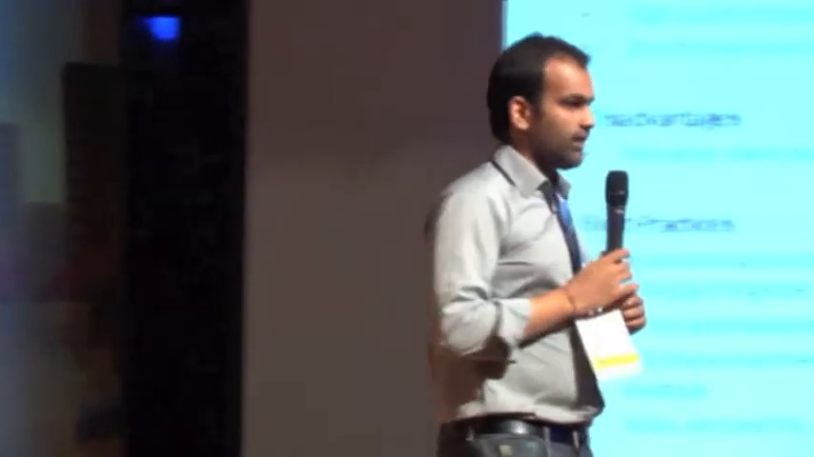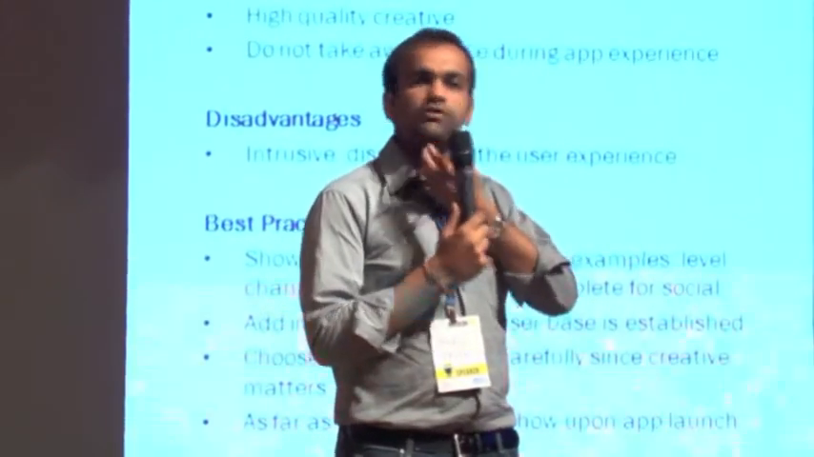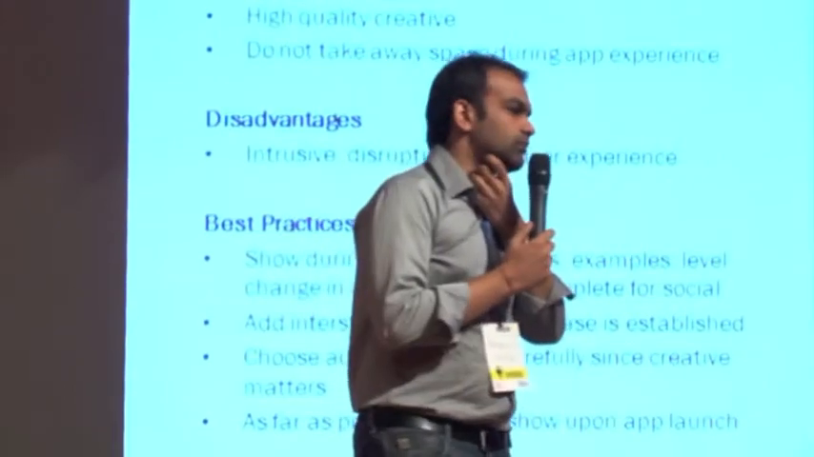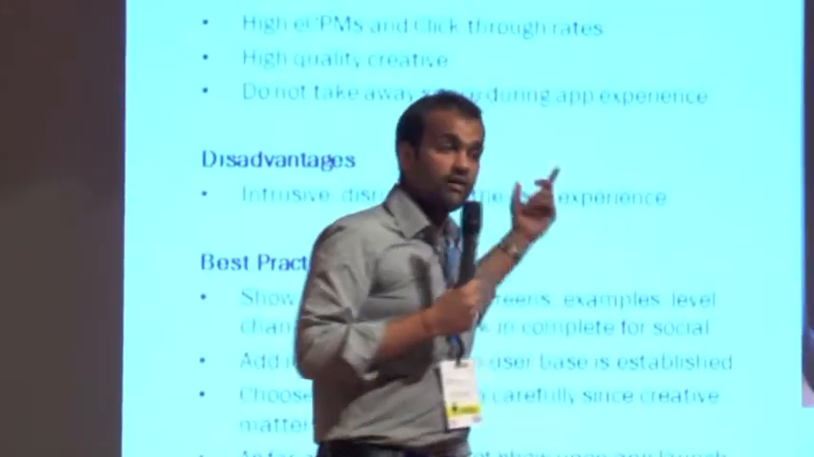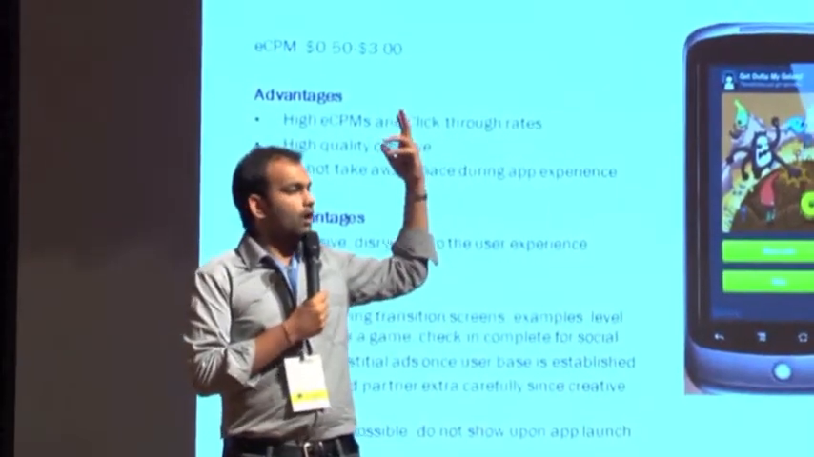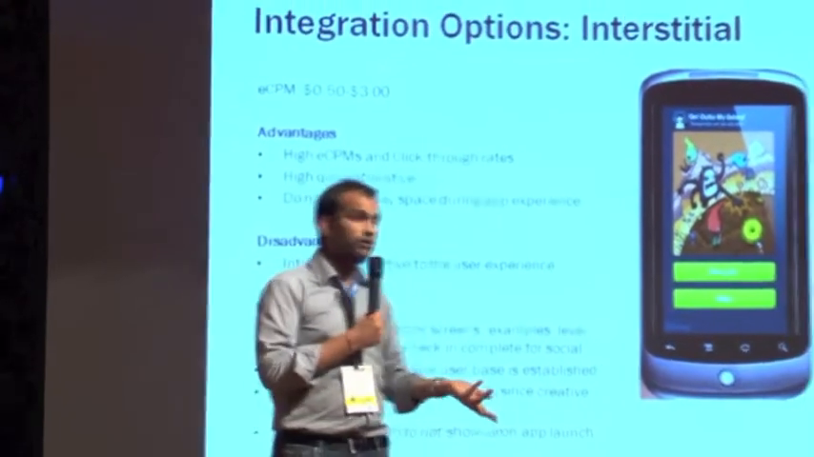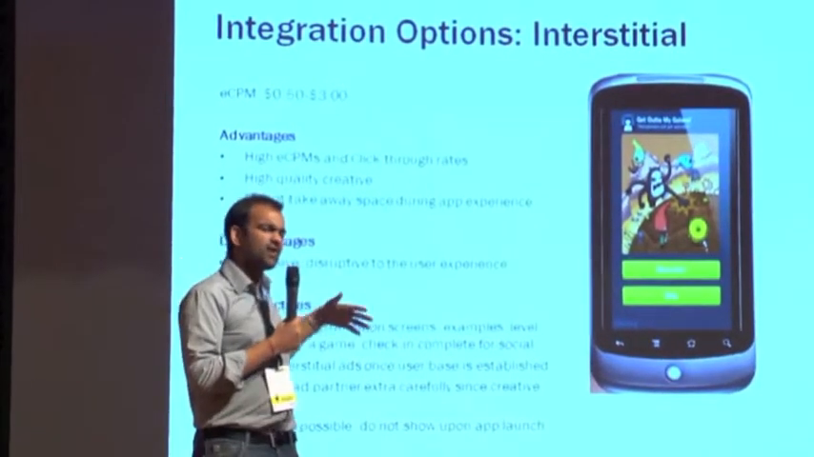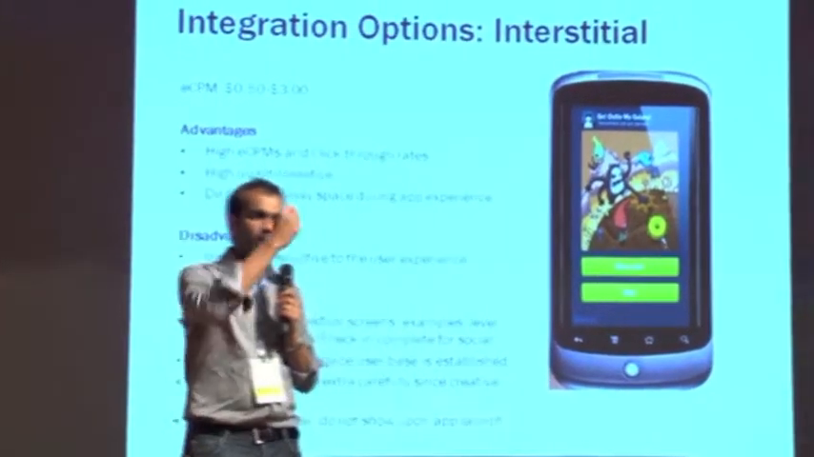So the next one was interstitial advertising, which is basically a full screen ad. You'll see that when you're opening your app, you'll see a full screen ad. ECPMs are higher, obviously. You see an ad on your full screen, that means people are going to pay higher for a click. There are more chances that people will click on it. So it starts at 50 cents, a very low range, but commonly you get about $1 ECPM if you are showing full screen ads.